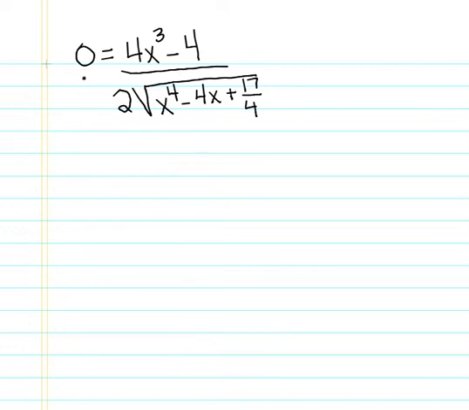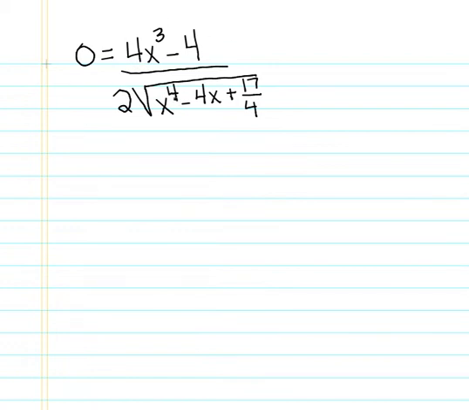What we were trying to do is find out where this derivative, the 4x cubed minus 4 over 2 square root of x to the fourth minus 4x plus 17 over 4, is equal to 0, or possibly where it's undefined. You're just going to have to take my word for it. We could do the work to find where this becomes division by 0, but the answer that we're looking for really comes from setting the numerator equal to 0.